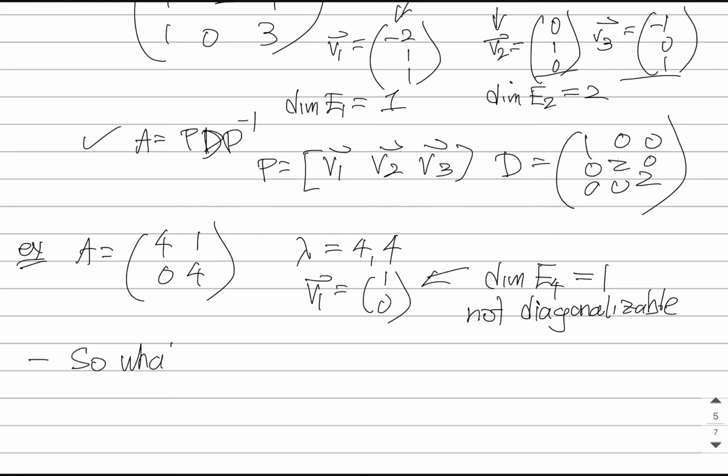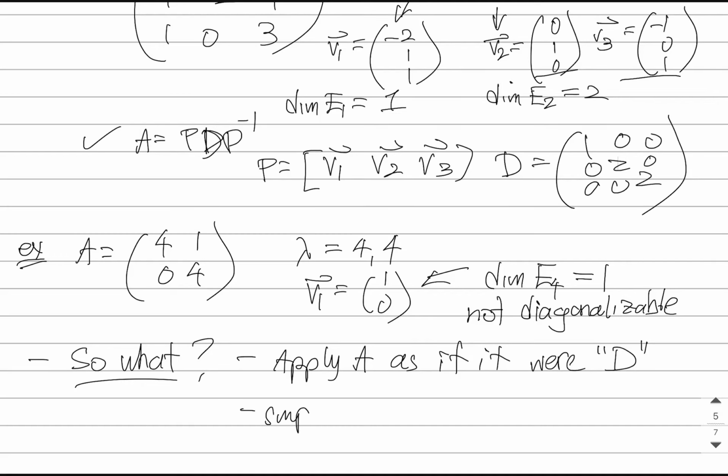You're probably saying, so what? Who cares? Why do I care about all of this stuff? What's the point? Okay. Again, the main consideration here is that we want to apply A as if it were a diagonal matrix. It allows us to simplify certain calculations.